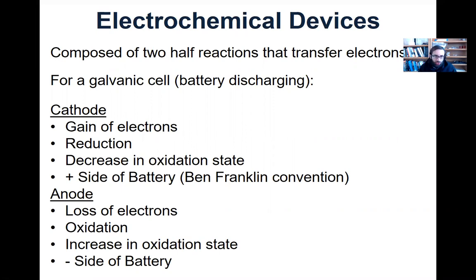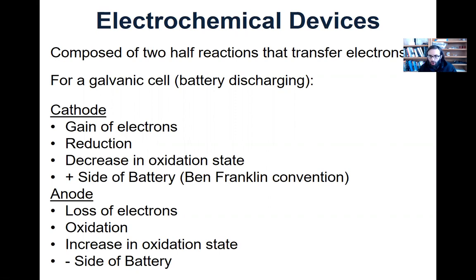In an electrochemical device, the easiest thing to think of is a battery, okay? You know that you have two sides, right? You have a plus side and a minus side. You look at a battery, you can see that. And these are two half reactions that each transfer electrons. If you think about a battery discharging, that's what we call a galvanic cell.